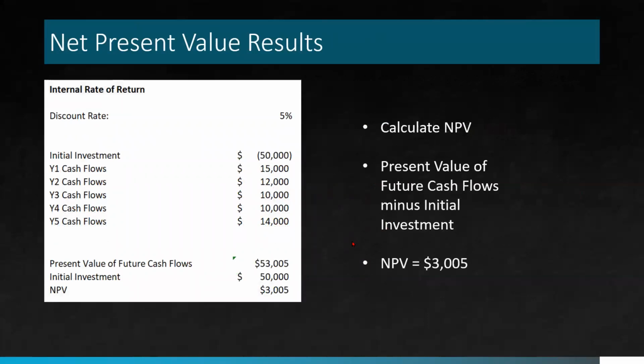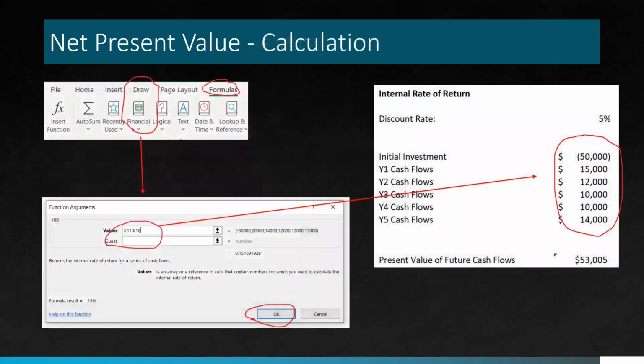So to find the NPV, I take the present value of my future cash flows, I minus my initial investment of $50,000, and my NPV is $3,005. That means this investment is going to return $3,005 to the organization. It's not a negative number, and therefore you would accept this project. Now I want to find out my internal rate of return.